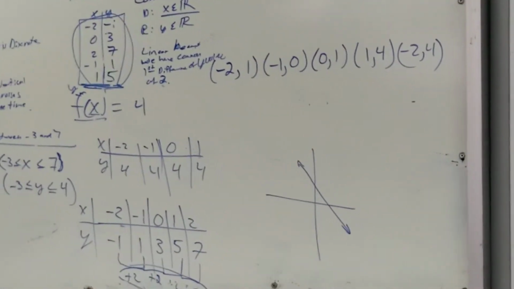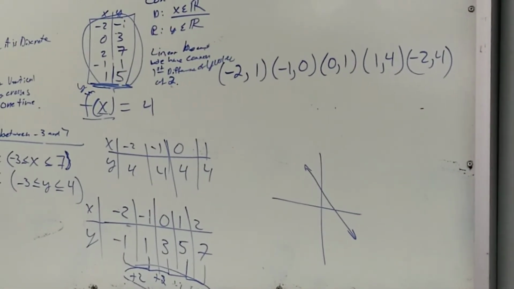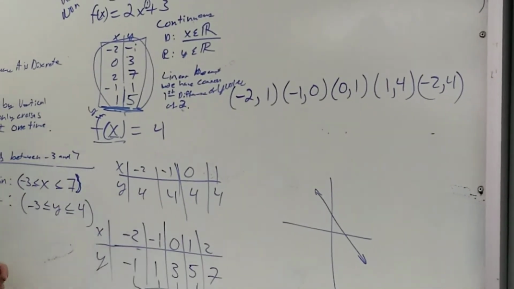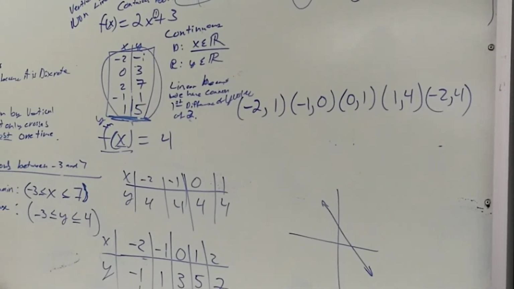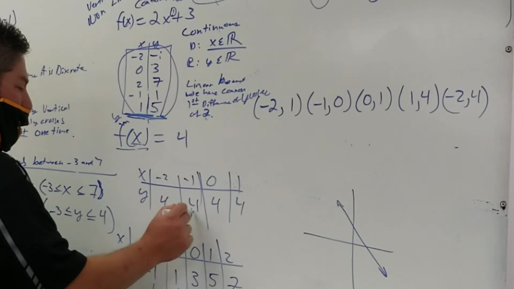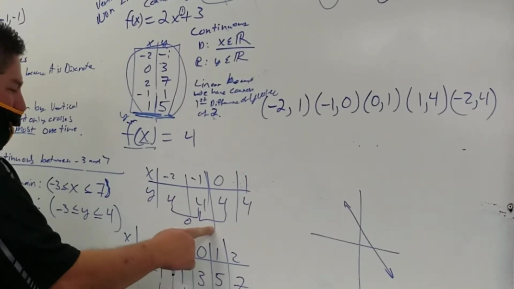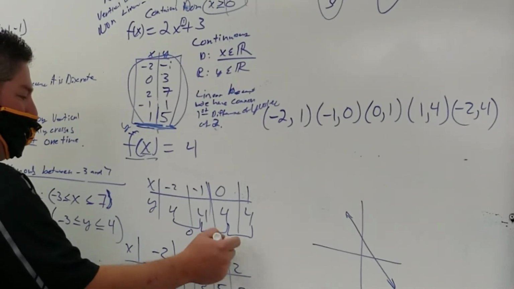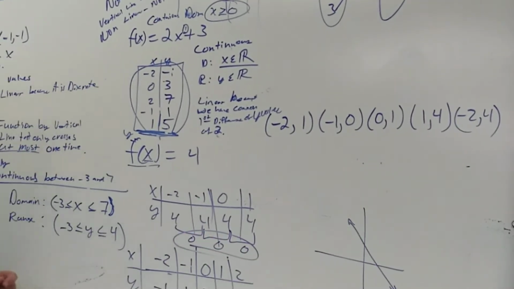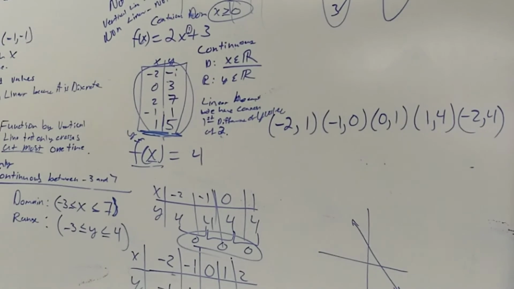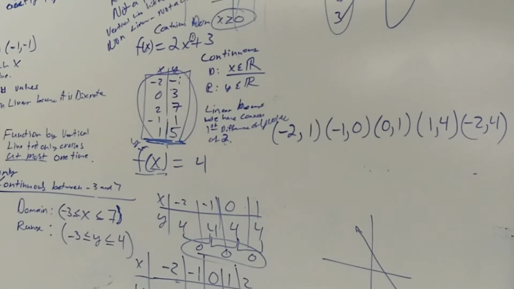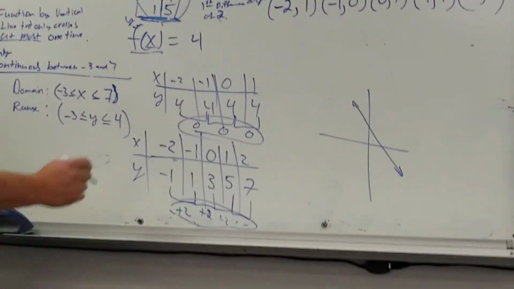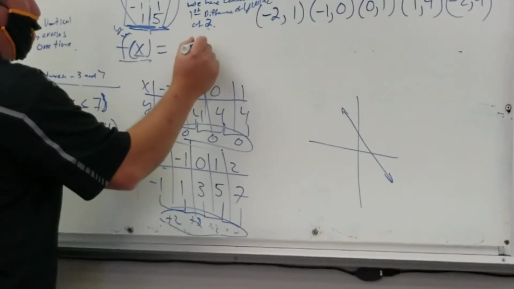No matter what I pick. Let's pick -2. Is it going to be 4? Yeah, because I'm not plugging in -2 anywhere. How about I plug in -1? 4. Still 4. How about 0? 4. How about 1? 4. And I can keep going, right? Now, let's see if this is linear though. How do you go from 4 to 4? How much do you add? 0. Those are all exactly the same. Is it linear? Yes. So I'm going to say this is continuous.